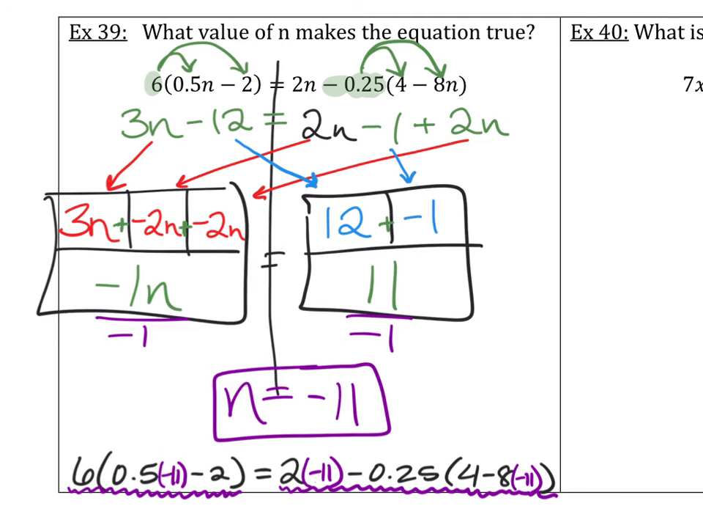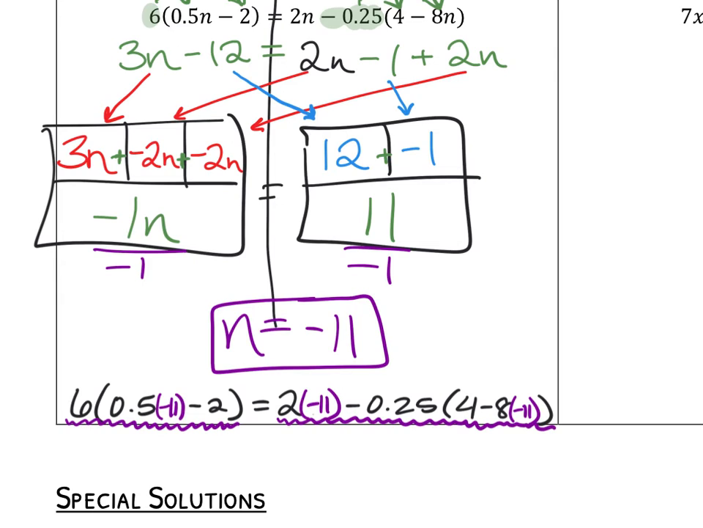I want you guys to tell me what those come out to. So everybody's typing in their calculator. What is 6, open parentheses, 0.5 times negative 11 minus 2, close parentheses? Press enter. What do you get? Negative 11. Are you sure?